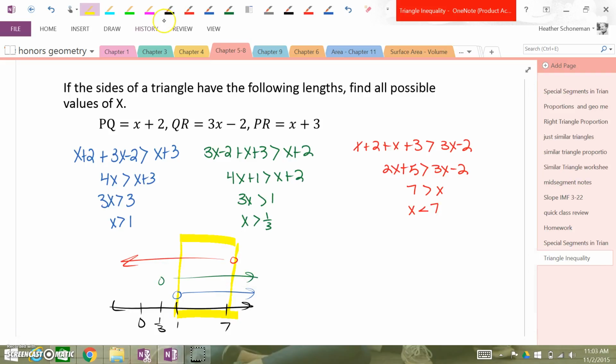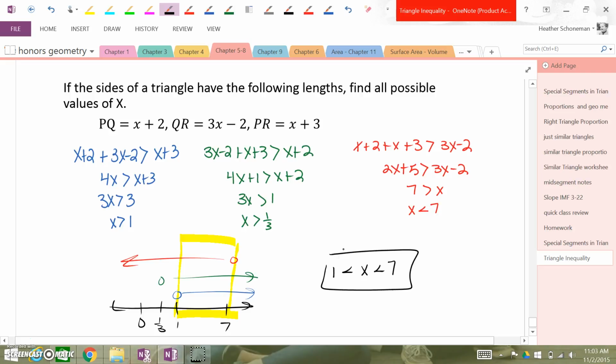So this is written as a compound inequality because it's all the values between 1 and 7 that are true. So we say 1 is less than x, which is less than 7, and that is our final answer. And you're done.